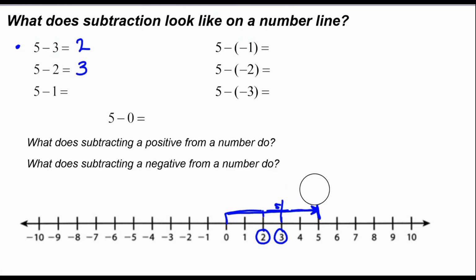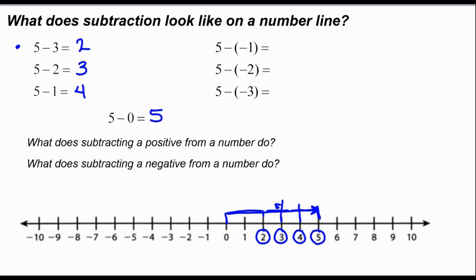I'm going to subtract 1. So 5 minus 1, again, is still going to decrease the value, but I'm only going to decrease it 1. So 5 minus 1 puts us here at 4. And then the next one I'm going to do is 5 minus 0. Well, that one's pretty easy because that's not going to decrease it at all. We're actually just going to stay the same. So 5 minus 0 puts me at 5.